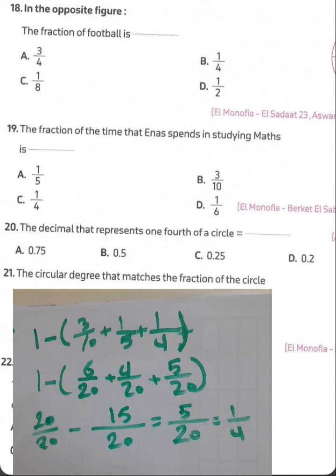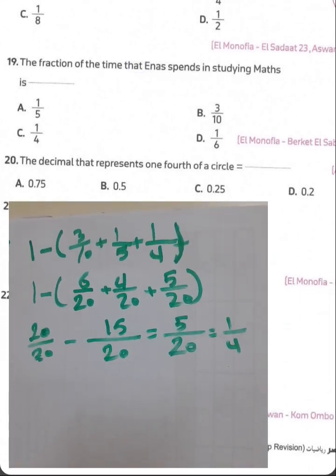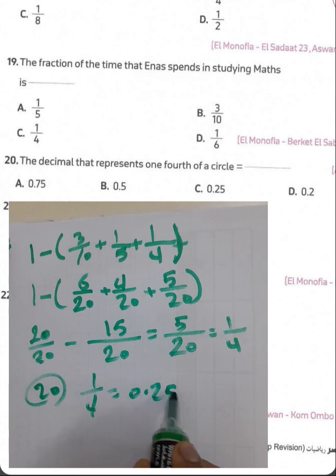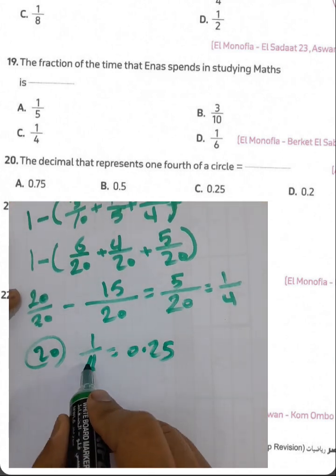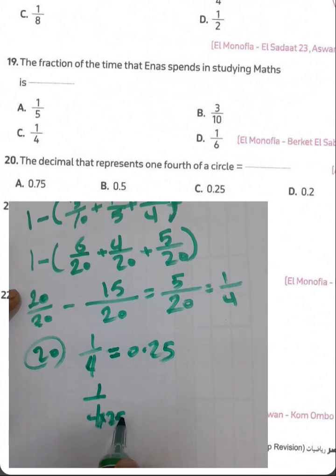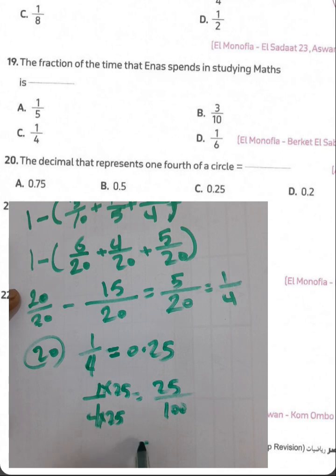Shows letter C. Question 20, the decimal that represents 1/4 will be 0.25. How can we convert this fraction to a decimal? Multiply the numerator and denominator by 25 to get 25 over 100. Then you must put the point after 2 places.